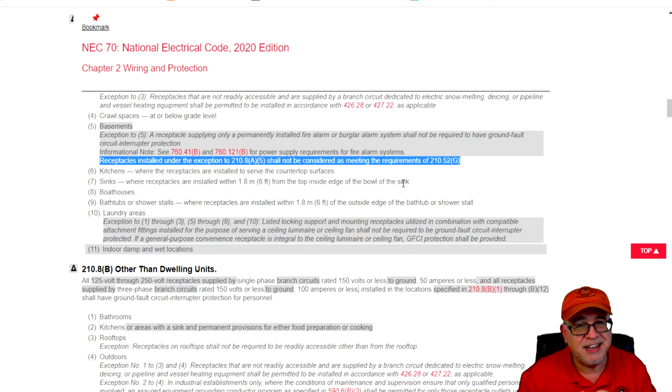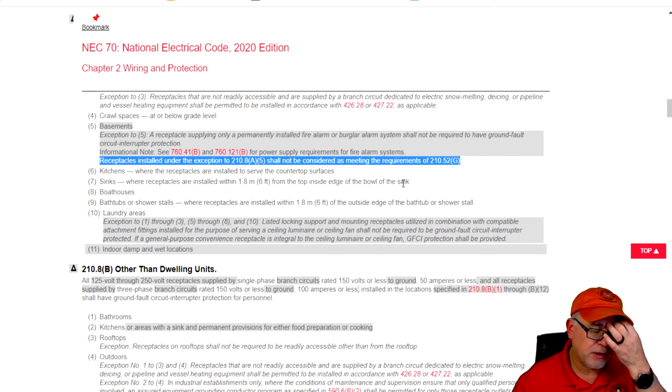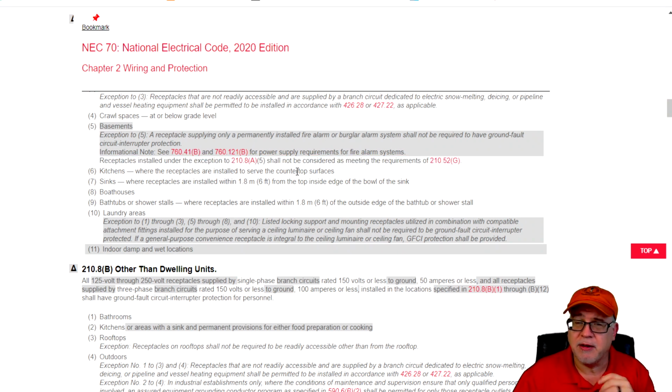This exception is for the additional receptacle, which doesn't have to be on GFCI for a permanently installed fire alarm or burglar alarm. It's not getting you out of the other required receptacles that are necessary to meet 210.52(G). Okay, so it's just making a reminding statement. Even though you put that one in there, you can't use that one to say I don't need any other ones to meet any of the other rules. This is only the exception to that single receptacle under this specific incident. Okay, so that's why they just wanted to put that notice in there to make it very clear. You still got other rules that are going to require general purpose receptacles down there.